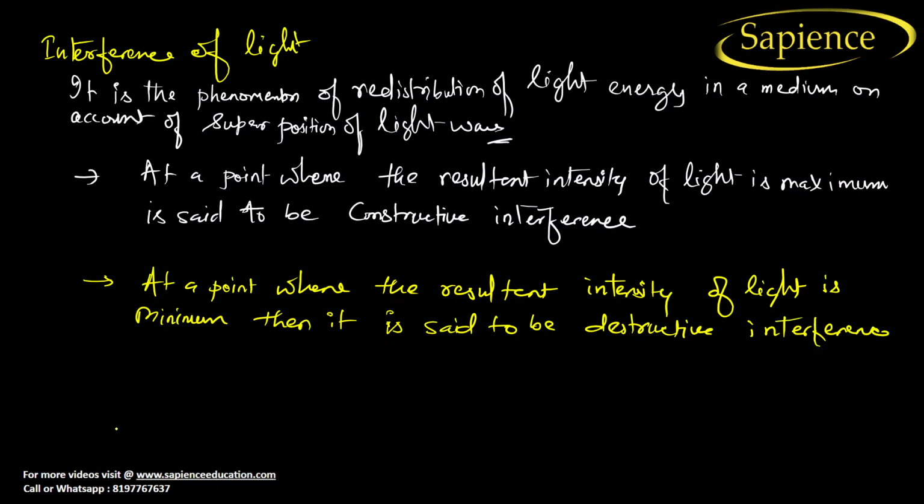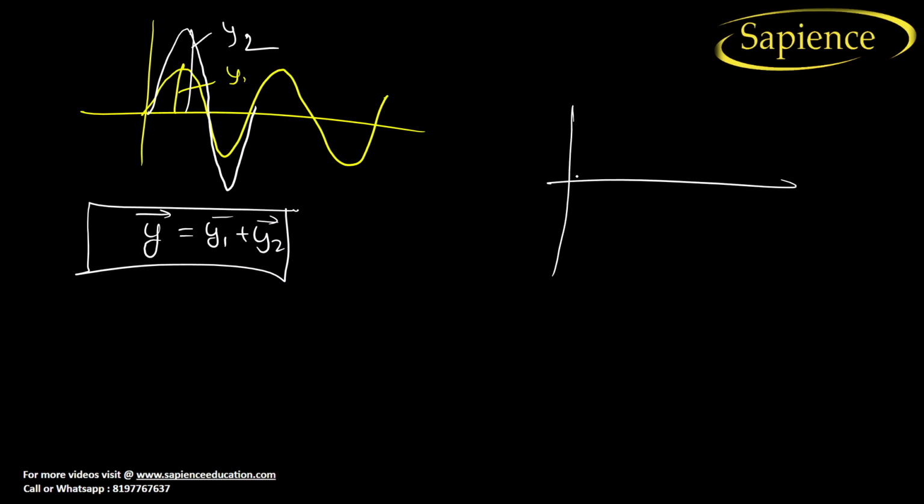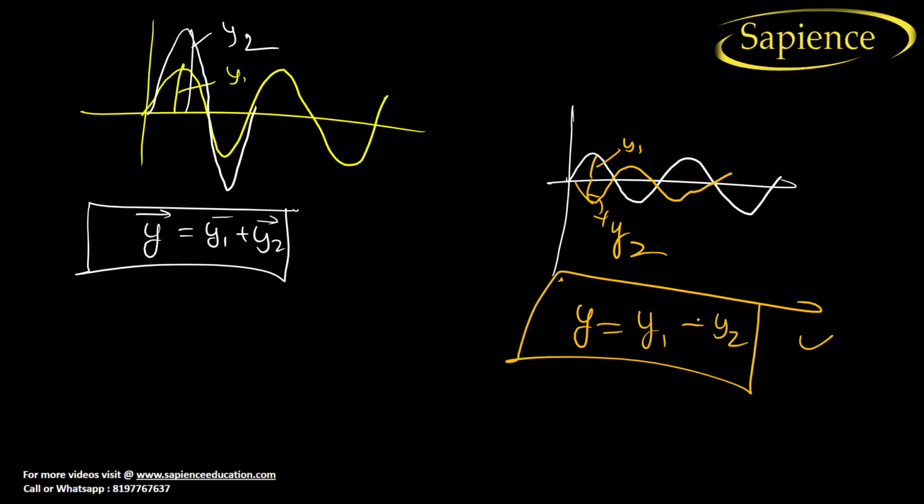So I hope you have understood this. If the wave is like this and it has an amplitude of y1, and another wave has an amplitude of y2, then the resultant amplitude y is equal to y1 plus y2. Now if a wave is like this, and another wave is opposite to this, so this is your y1, this is your y2, so the net resultant wave will have an amplitude of y1 minus y2 or y2 minus y1, depending upon the values.